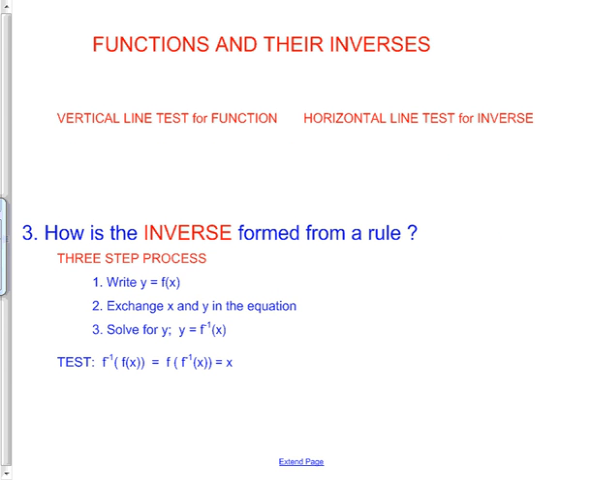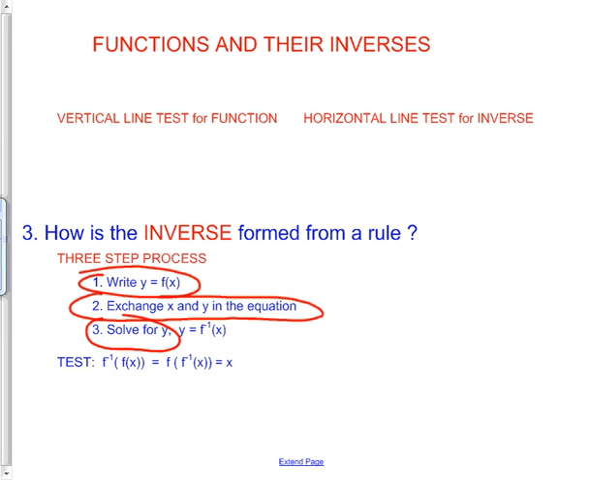All right, moving on. How is the inverse formed from a rule? Basically, there's a three-step process. Write y as f of x. Then exchange x and y in the equation, and then solve it for y. All right? So I'm going to show you that one right now. Here's a function. Oh, sorry, f of x is how we're supposed to start. So there's a function. Write it down, and do the three-step process, and turn it into its inverse.